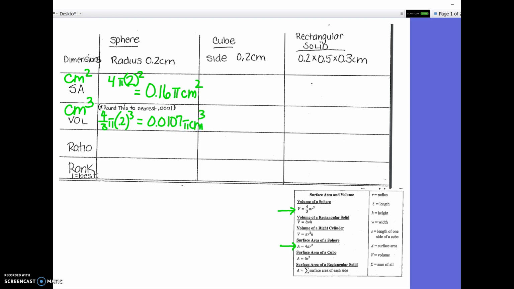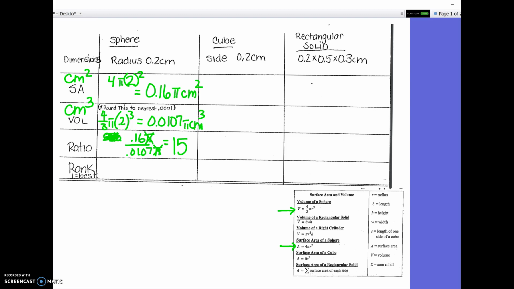And then to get the ratio, you are literally going to divide your surface area, so 0.16 pi divided by 0.0107 pi, and notice how pi cancels. So that's why I was saying you don't actually need to calculate it, and you're going to get a ratio of 15, or basically what that would mean is 15 to 1, that you have 15 times the surface area compared to your volume.